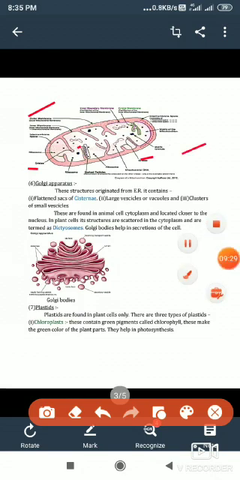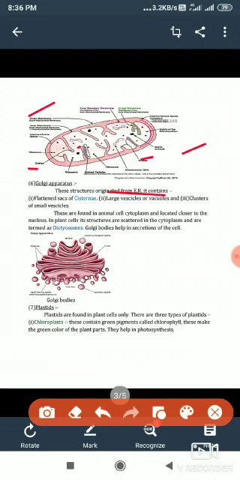Next we go on to the Golgi apparatus. Golgi apparatus is actually formed from the endoplasmic reticulum, originated from the endoplasmic reticulum. So therefore the structure that is found in the endoplasmic reticulum is also found here. They are made up of three kinds of structures.